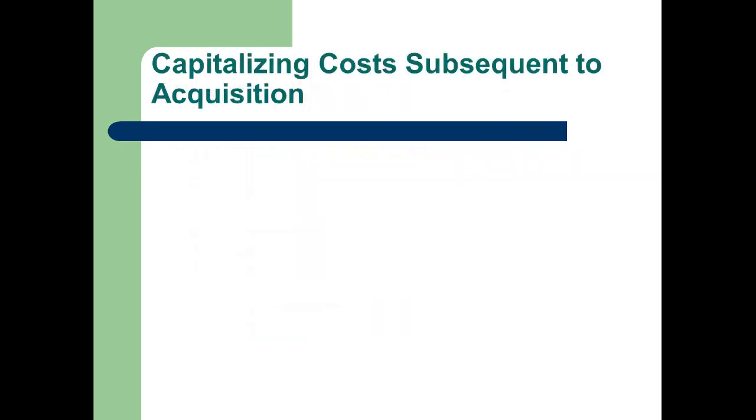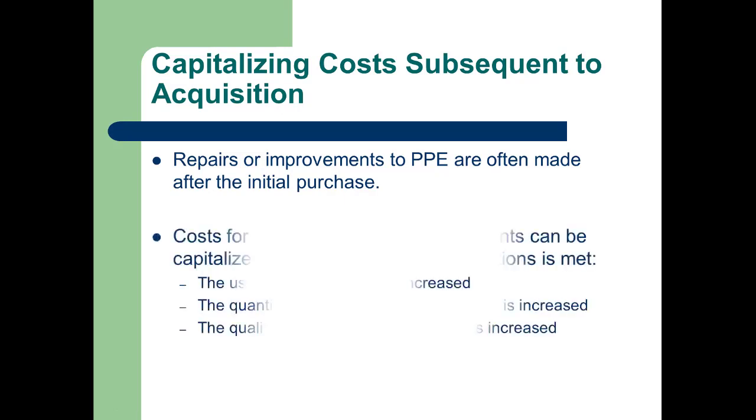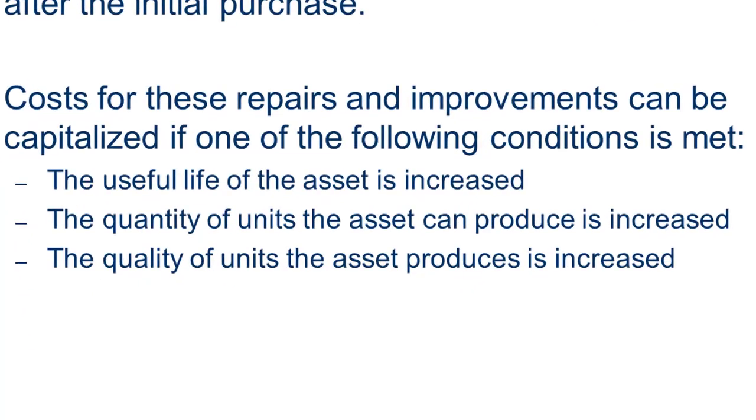Let's take a second and talk a little bit about costs after acquisition, subsequent costs. And the issue here is that we often make repairs or improvements to our property, plant, and equipment. We have to keep them running and keep them functioning the way we need them to, or we may need to upgrade them a little bit and get them moving faster. The rule here is that we can capitalize these repairs and improvements if and only if one of the following three conditions are met.